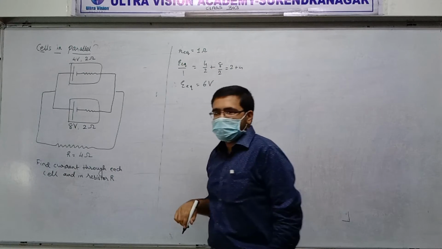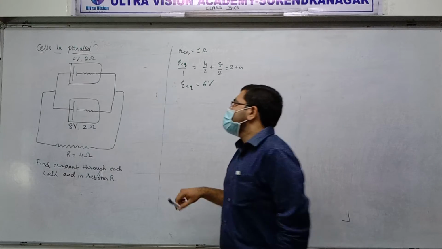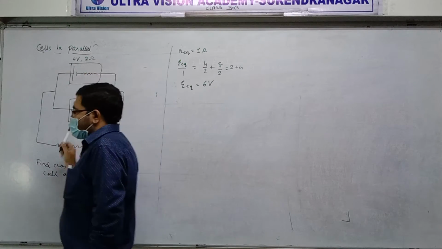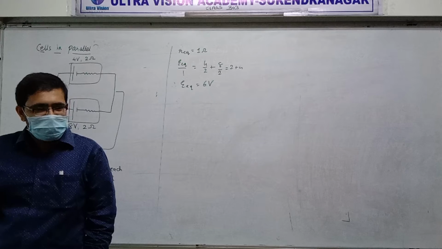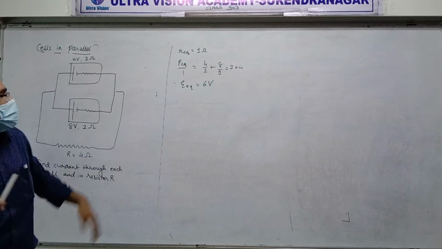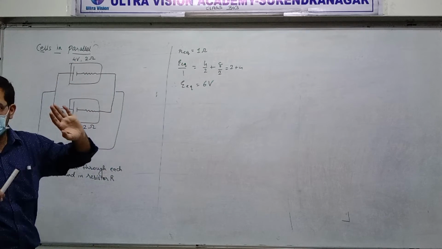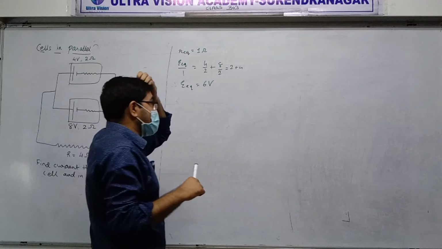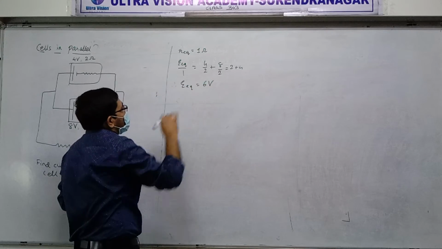Is that clear? Okay. Is it the average? No. There is no such rule. It is a coincidence. Since both are 2, it happens like this. It could have been anything else. So epsilon equivalent is equal to 6.